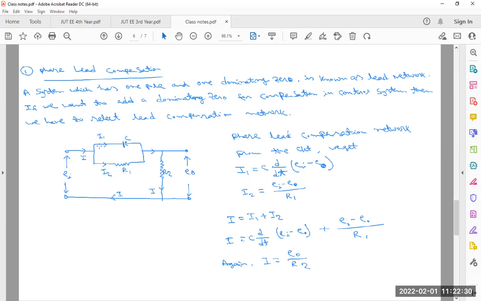So we know that I is equal to I1 plus I2 also. So then you have to put this value and this value also. Then we know that this is the total current of this phase lead network circuit, that is I, which equals, with respect to the load resistor R2, E0 by R2.